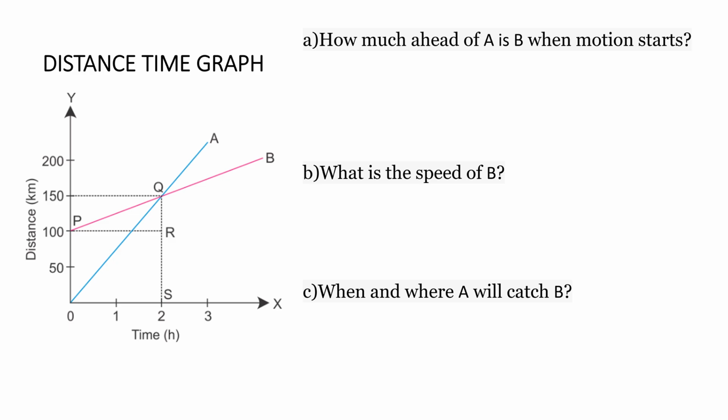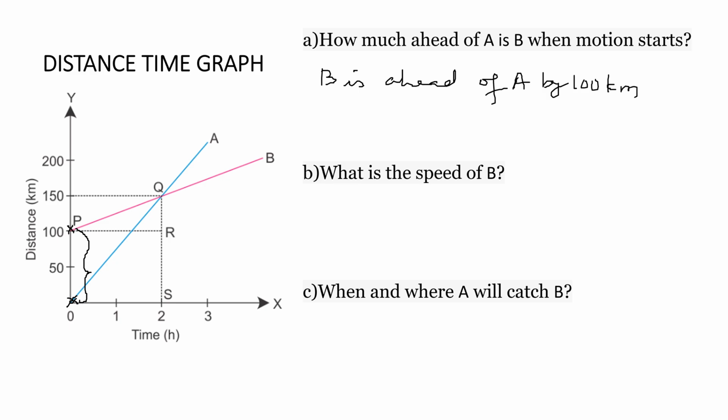How much ahead of A is B when the motion starts? A starts from 0, B starts from 100. So the difference between these 2 points will give you the answer. We can see that the difference is 100 kilometer. So we can write here, B is ahead of A by 100 kilometer.